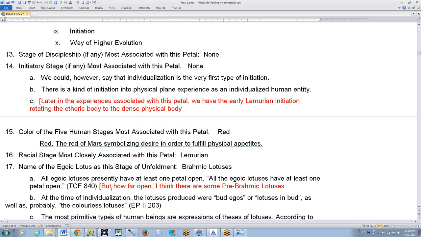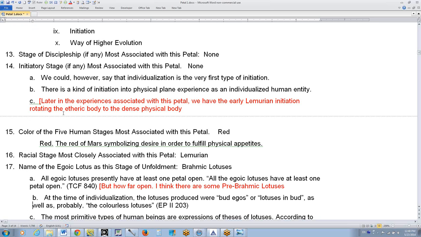Okay. At the time of individualization, the lotuses produced were bud egos, or lotuses in bud as well, probably called the colorless lotuses as well. So earlier I hypothesized that there may be some who do have the first petal open, but not fully open. Now, DK would say, and seems to have been saying, that they're working ahead organizing the love petals.